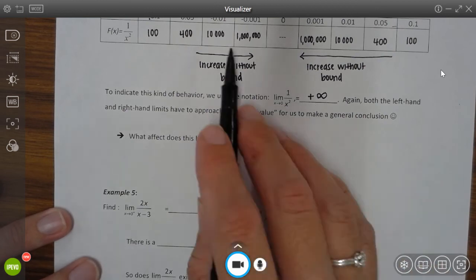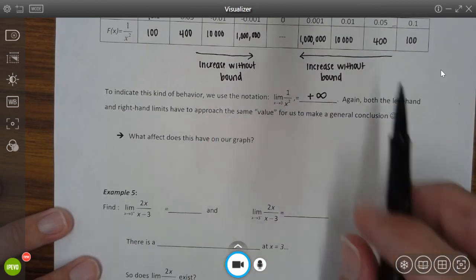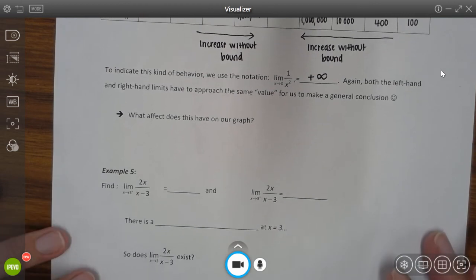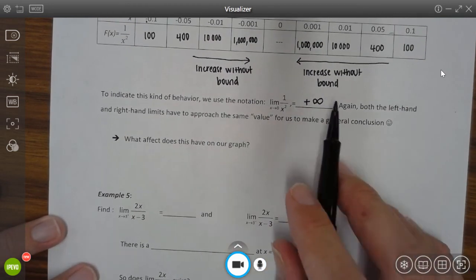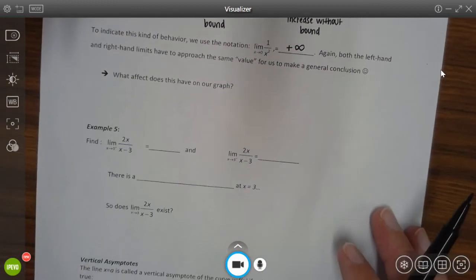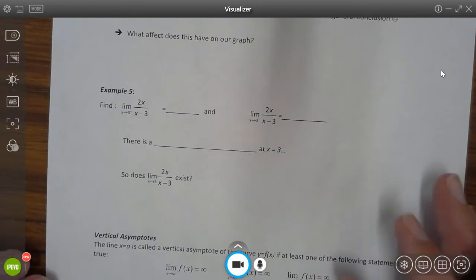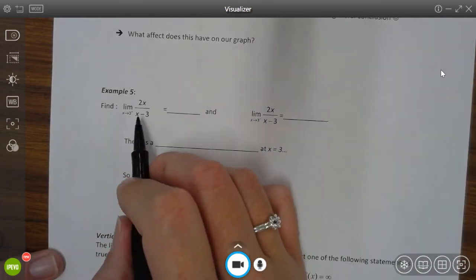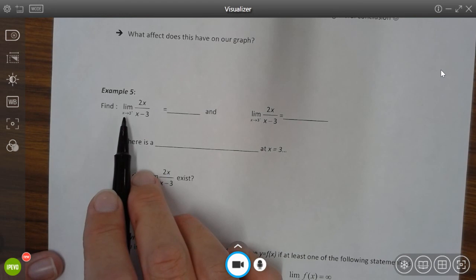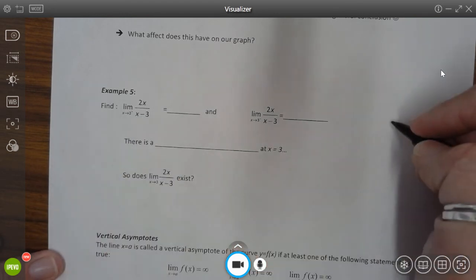So if one was negative infinity and one was positive infinity, then we would say that the limit isn't actually going to exist. So let's talk about why this is happening. Why do some functions increase without bound? Well, let's take a look at example 5, and we'll see why this is happening. In example 5, we have a rational function. We want to find the limit as x is approaching 3 from the right of 2x over x minus 3.